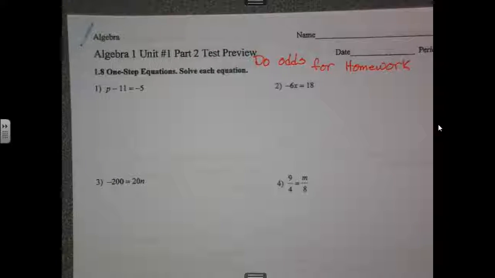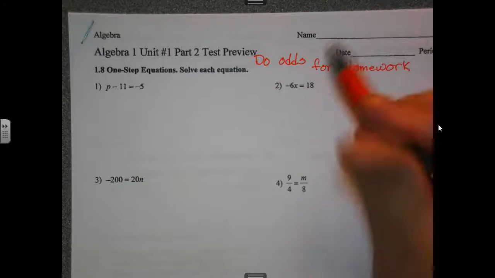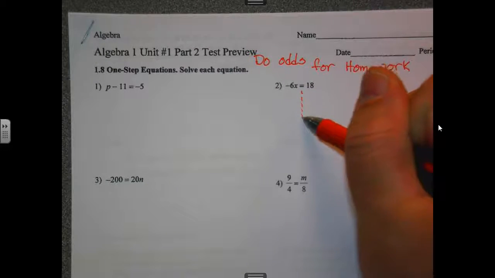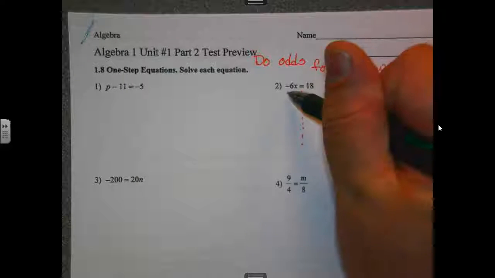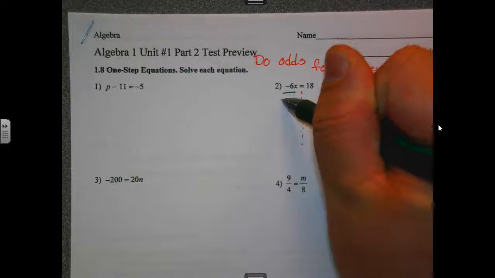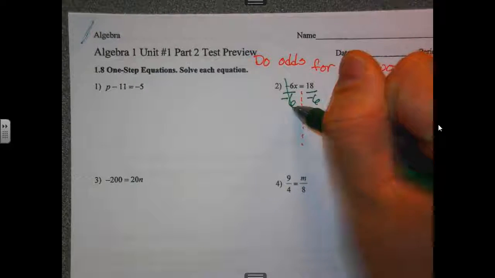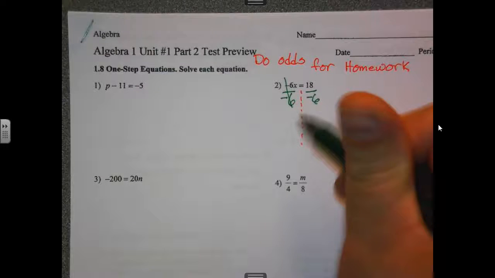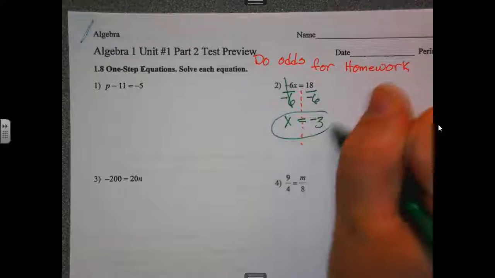Hey guys, ready? All right, number 2. Negative 6x equals 18. And I highly suggest that you guys put a line because you're still doing things on the same side of the equal sign. So I'm going to divide both sides by the coefficient, negative 6. Negative 6 cancels, leaving 1. 1 times x is x. 18 divided by negative 6 is negative 3.